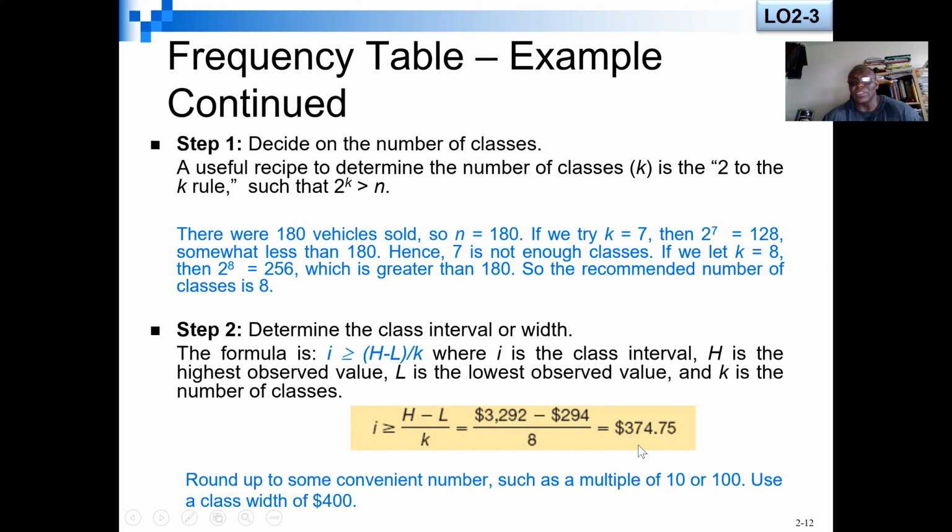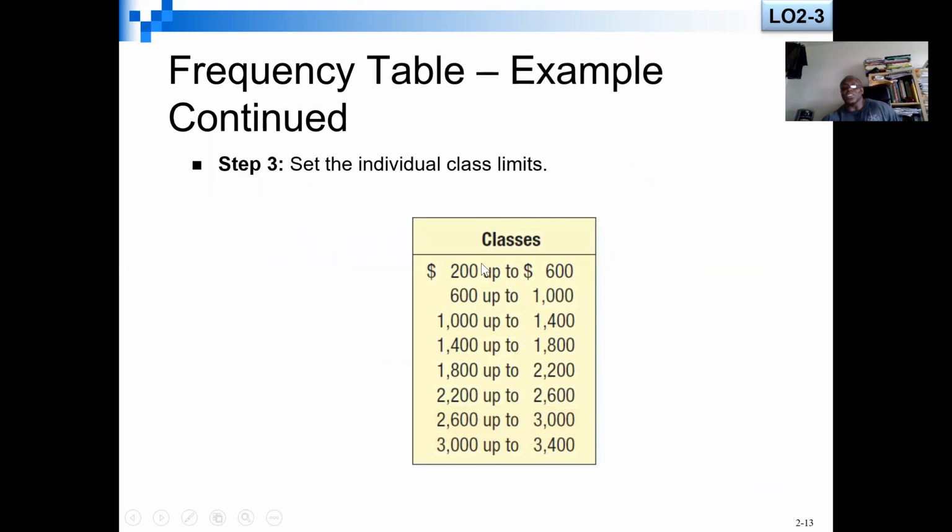So 374 we can approximate to 400, or 375 or 380. Here, because we are using 2 zeros, we decided to approximate it to 400. And you can see that we get our 8 classes, and the difference of each is 400.